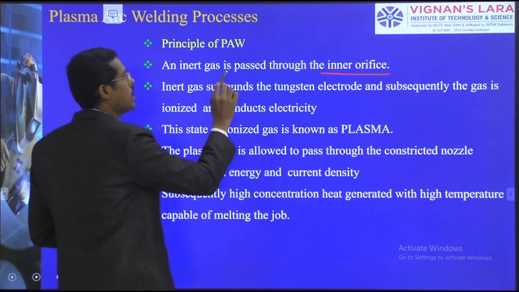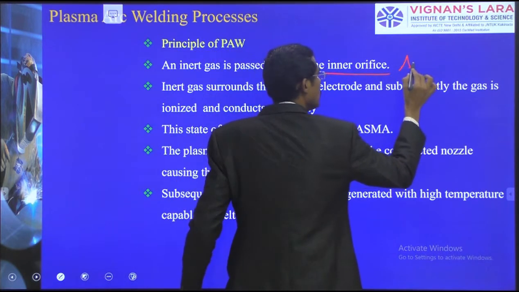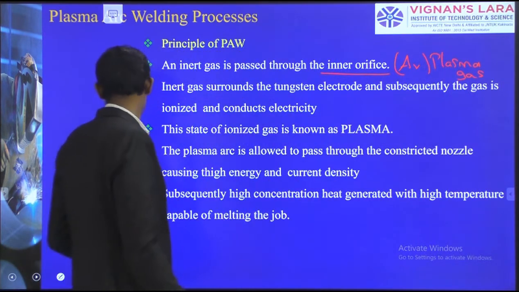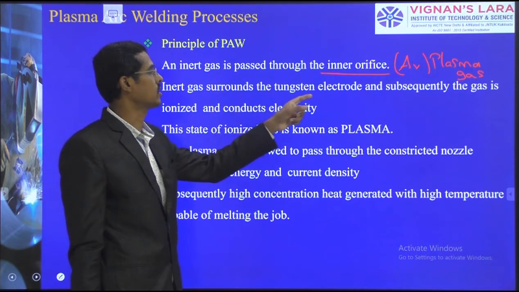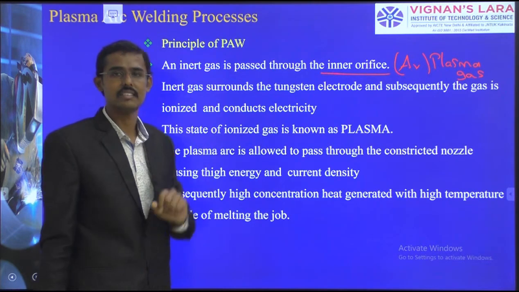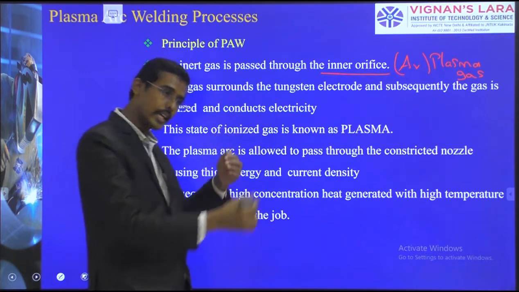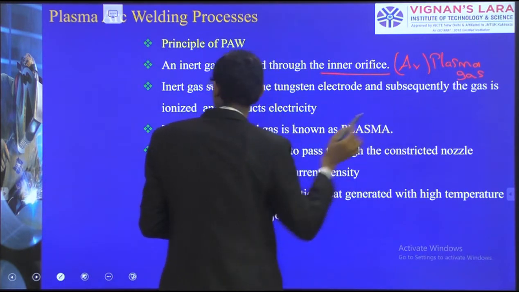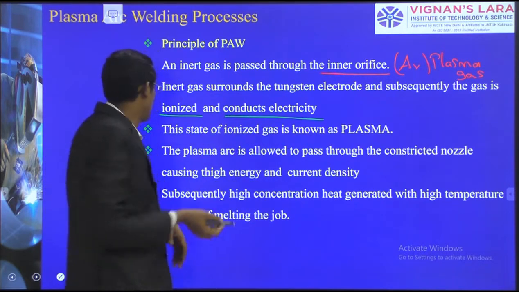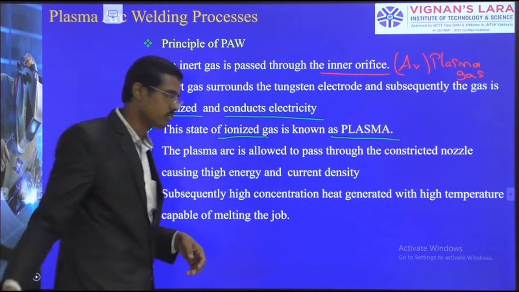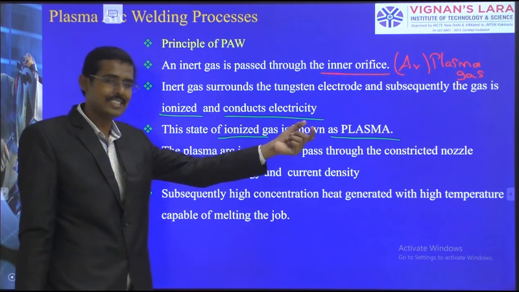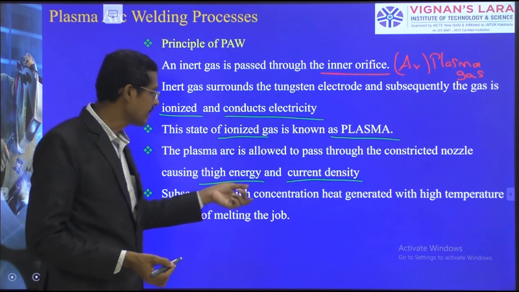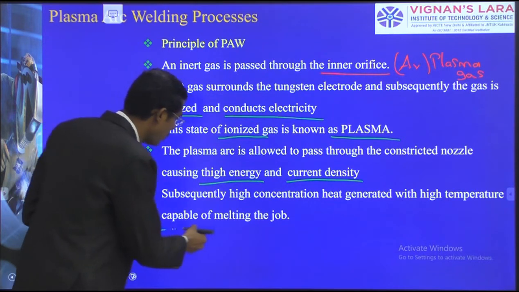That is, the inert gas is passed through the inner orifice, that we know. Now we are using argon as a plasma gas. The inert gas surrounds the tungsten electrode, and subsequently the gas is ionized and conducts electricity. Now this plasma gas is going to get in contact with the electron flow of the non-consumable electrode. This state of ionized gas is known as plasma. The plasma arc is allowed to pass through the constricted nozzle, causing high energy and current density. Subsequently, high concentration heat is generated with high temperature, capable of melting the job.